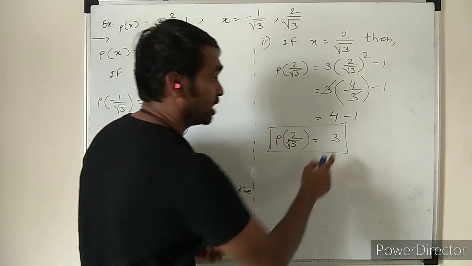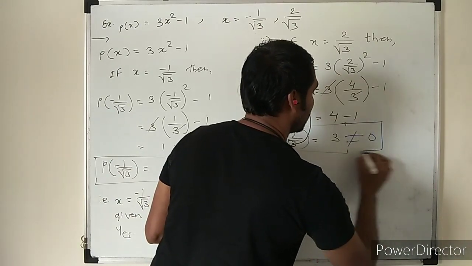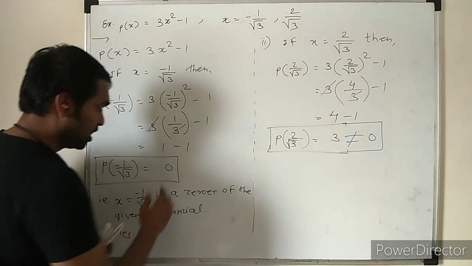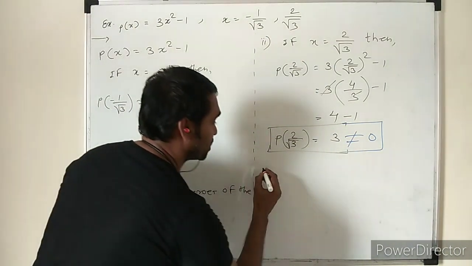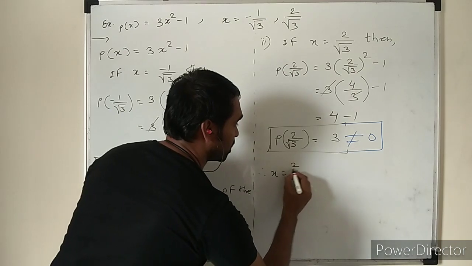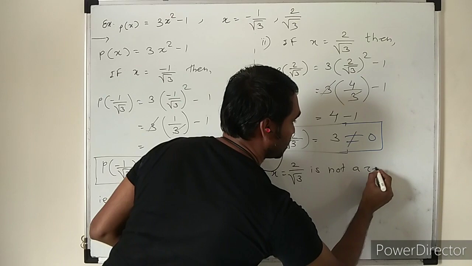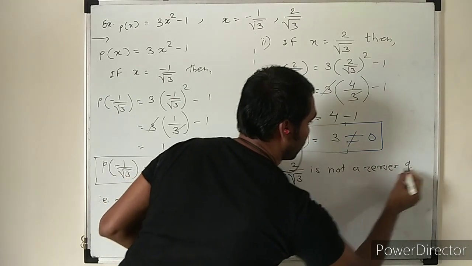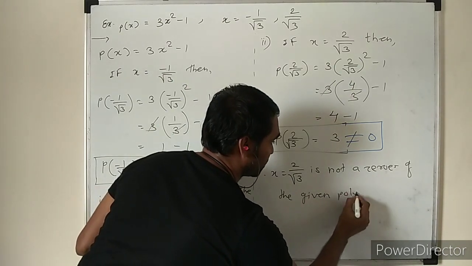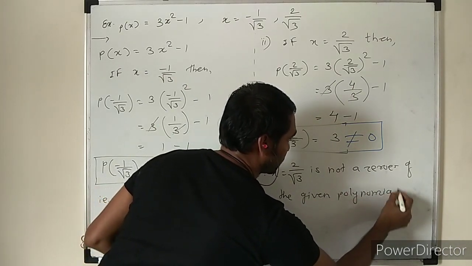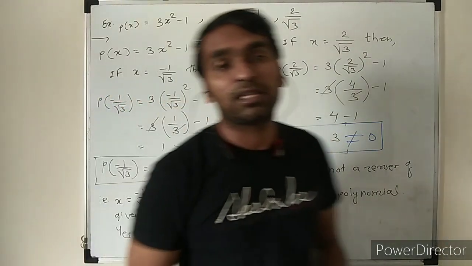Okay. But here answer is what? 3. That is what? Is not equal to 0. Okay. Here see, is equal to 0 and here 3. That is what? Is not equal to 0. So therefore, x is equal to 2 upon root 3 is not a zero of the given polynomial. So the answer is what? No. Okay. This way you have to solve.